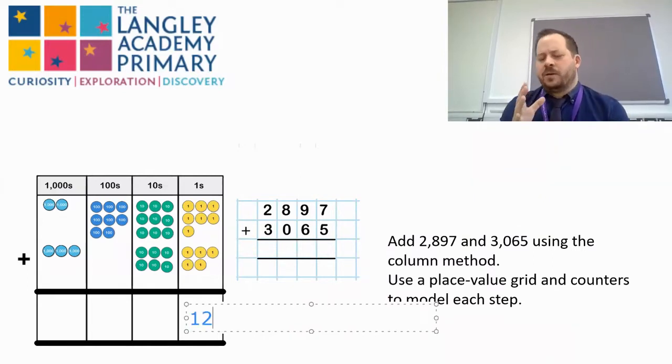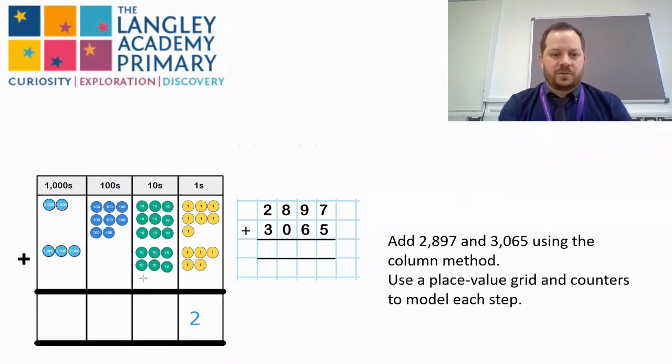The problem with that is that no column can ever have more than 1 digit in it. So we also know that 10 ones make 1 ten. So what we do is we leave the leftovers, which is 2, and we make an additional counter in the tens column because that's the ten that we got from our ones. Then we count up our tens column and we have 1, 2, 3, 4, 5, 6, 7, 8, 9, 10, 11, 12, 13, 14, 15, 16 tens.